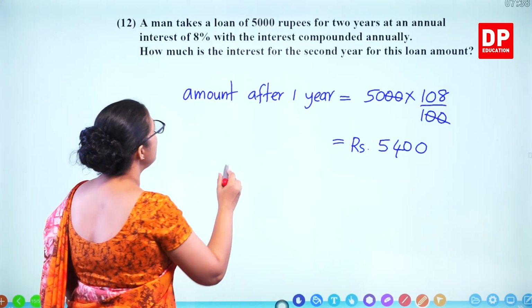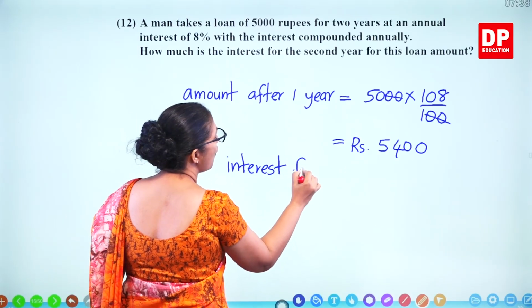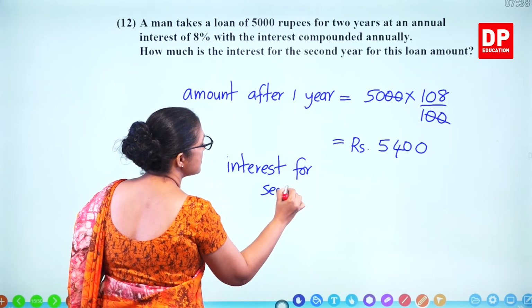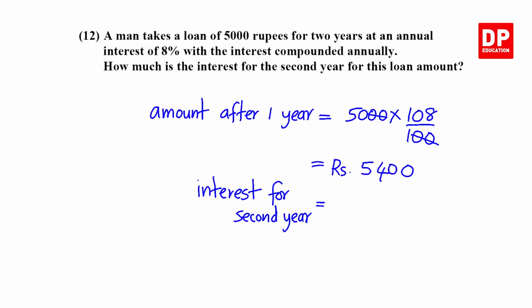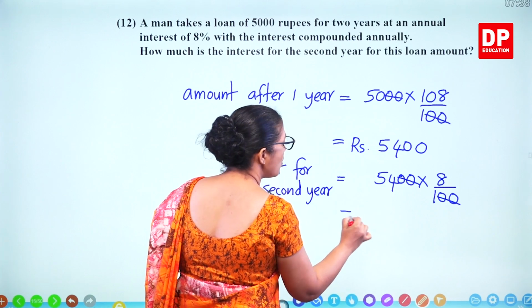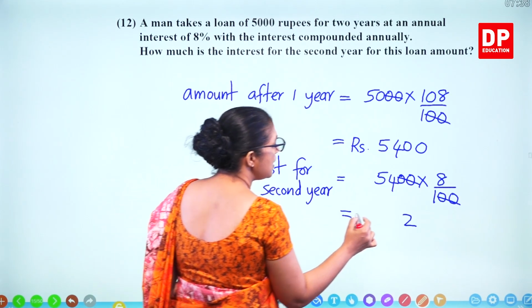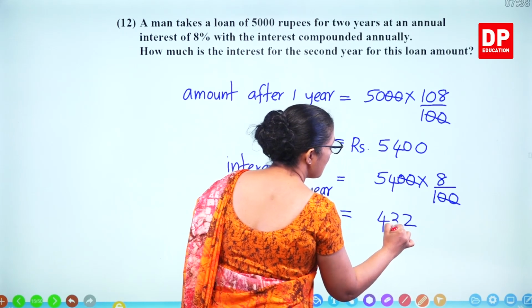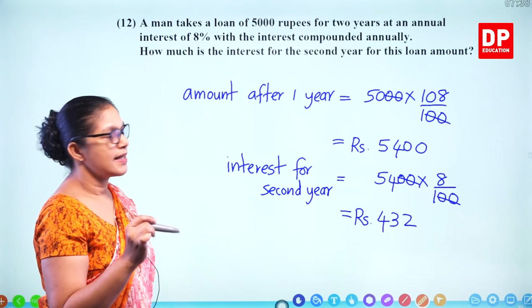Then you need only the interest for the second year. Interest for second year, not the amount. So just you can take 8% value from this because it's compounded annually. So 2 zeros get cancelled out. 8 times 4, 32. 8 times 5, 40. 40 plus 3, 43. So this is just the interest for second year.